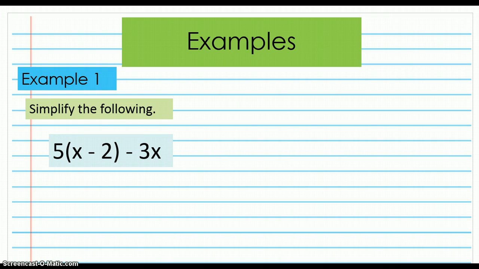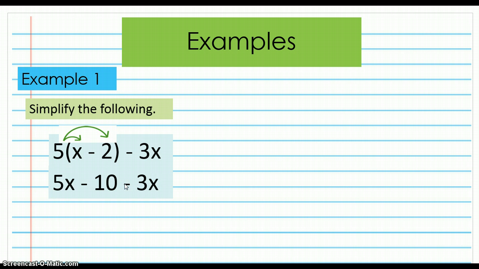Example number 1. Simplify the following. We have 5, open parentheses, x minus 2, close parentheses, minus 3x. So the very first thing we want to do is distribute that 5 across the parentheses. Now we have 5x minus 10. Now notice how I didn't do anything to my minus 3x. I simply carried it down, because I didn't do anything to it.